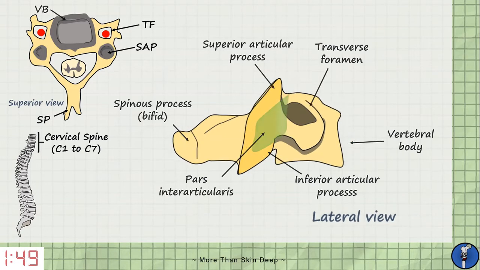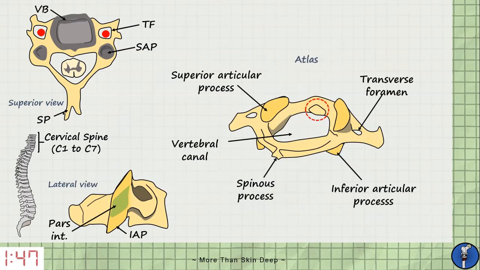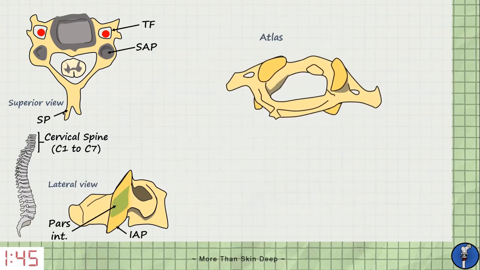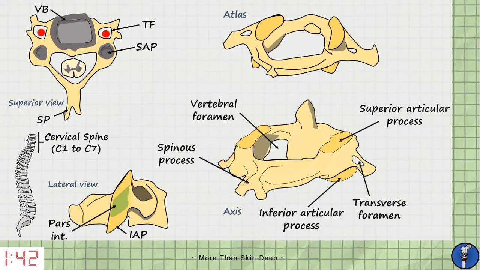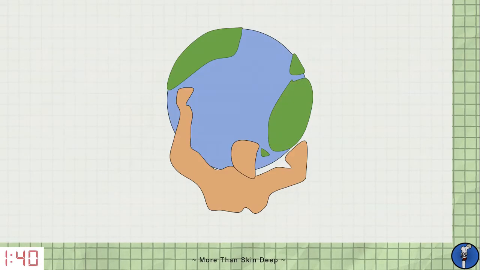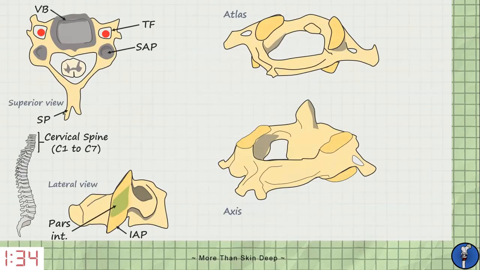The C1 and C2 vertebrae are unique and are named as the atlas and the axis respectively. The word atlas comes from the name of the Greek titan who was condemned to support the celestial bodies on his shoulders for all eternity. In our case, the atlas bone is doing a similar job in supporting your head. The axis gets its name from the fact that it is the axis at which your head rotates around when it moves.